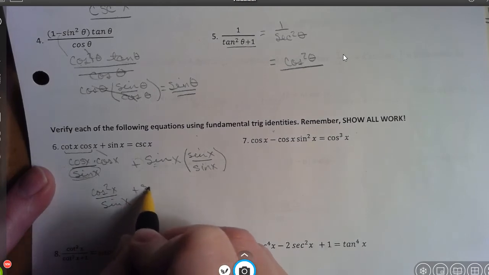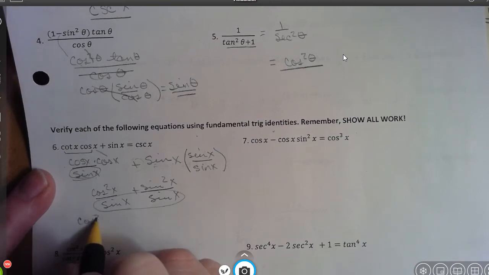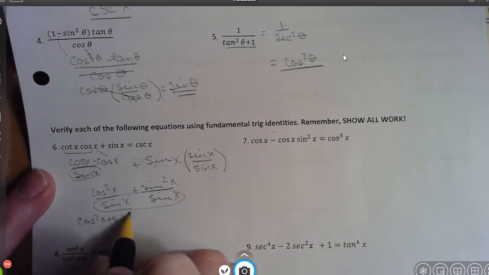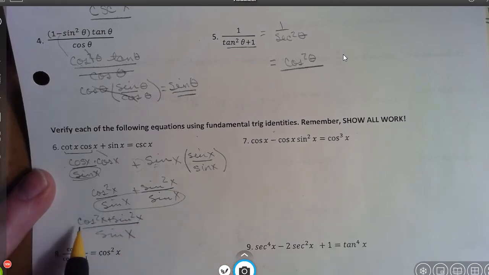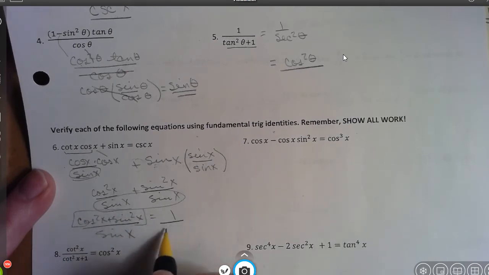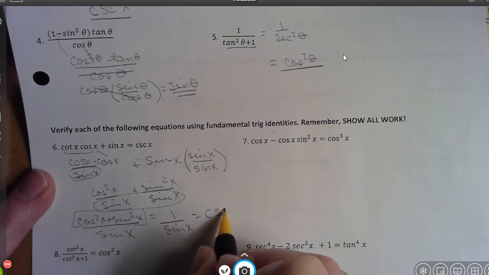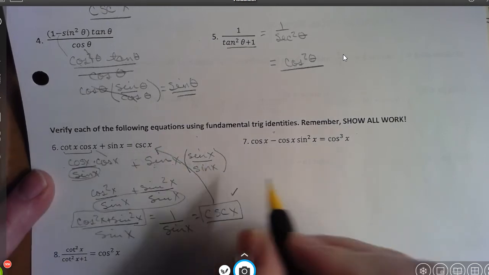And now I'm going to get plus sine squared x over sine. Now, since I have sine, which matches, means I can combine these and get cosine squared x plus sine squared x all over sine of x. Don't cancel. This up here on the top is the Pythagorean identity, which goes to 1 over sine x. And 1 over sine x is cosecant x. That matches. We're done.